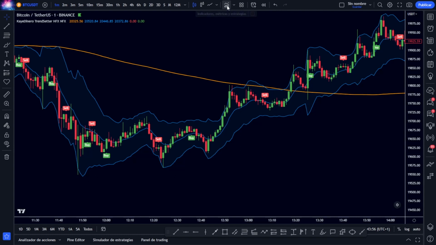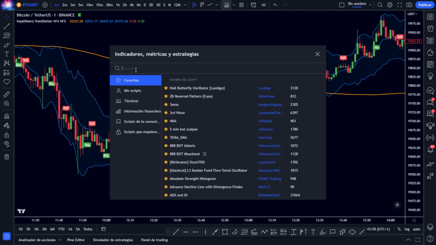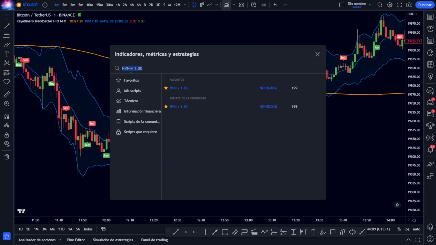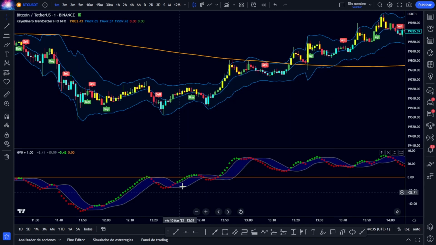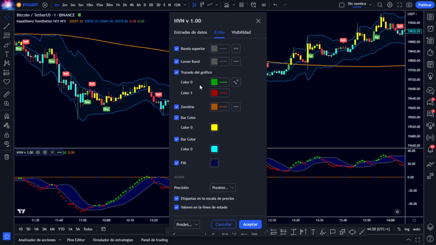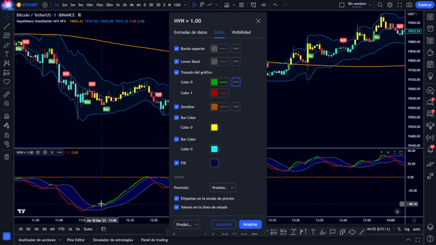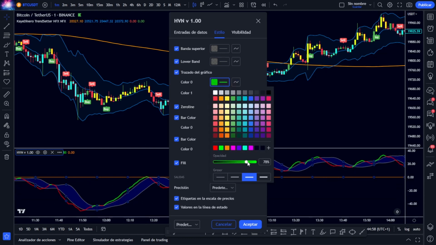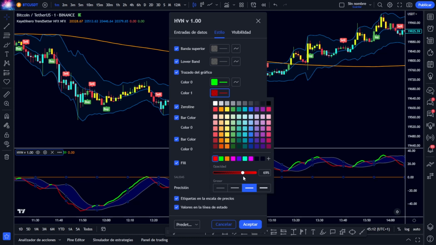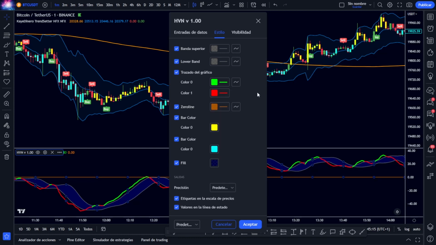Now we are going to add another indicator. In this case we will look for HVNV 1.00, we place it in favorites to have it saved and click on it. We would get something like this, and we go directly to configure it. The first thing we are going to do is change the circles to line, to see it much clearer, and also increase the opacity of the green and red parts, to see much better those changes of trend.